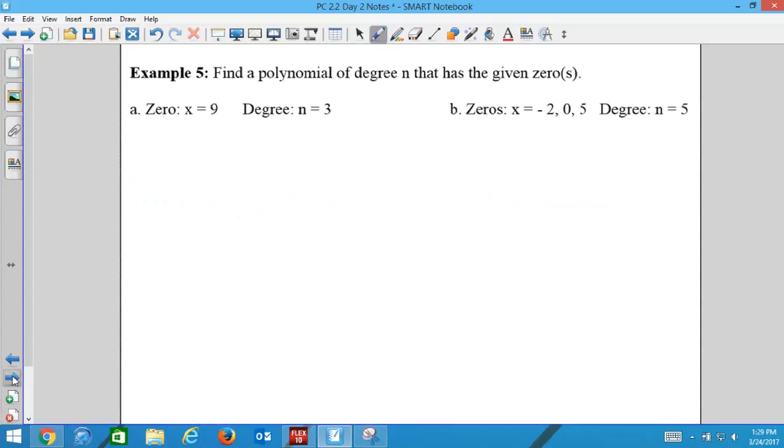All right, if you have a polynomial of degree n that has the given zeros, we have this one. It has a 0 at x equals 9. Then what's the factor going to look like? X minus 9. But this says it has a degree of 3. So how do I make that into a degree of 3? Yep, now it's a degree of 3. All of the zeros are the same, but there's 3 of them.